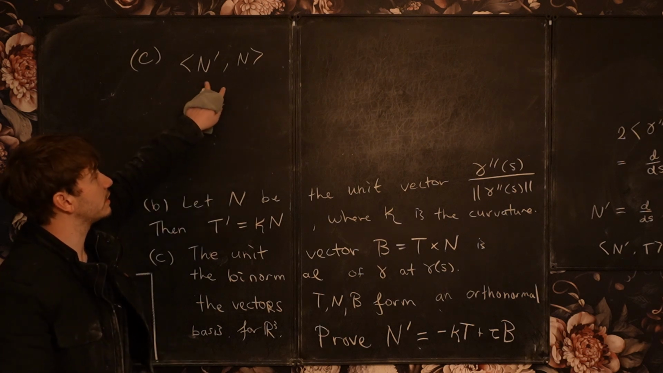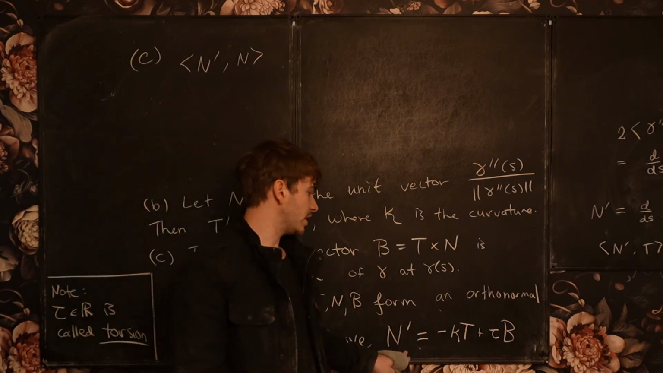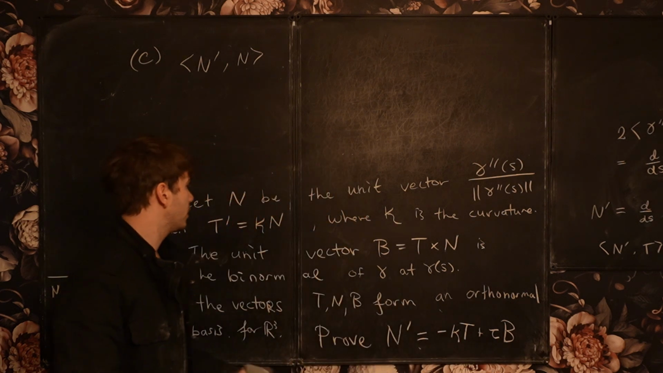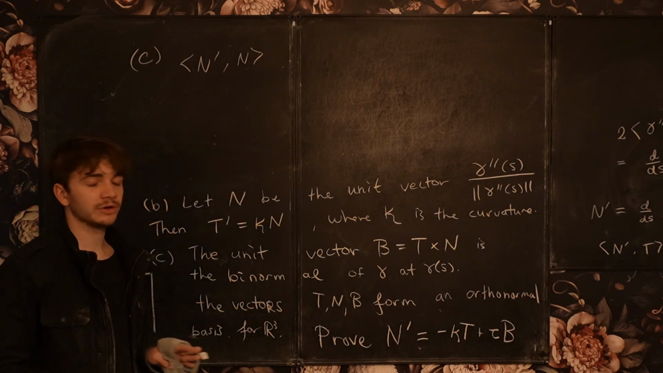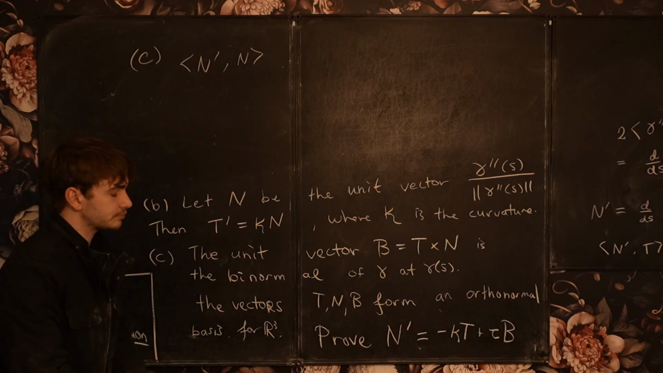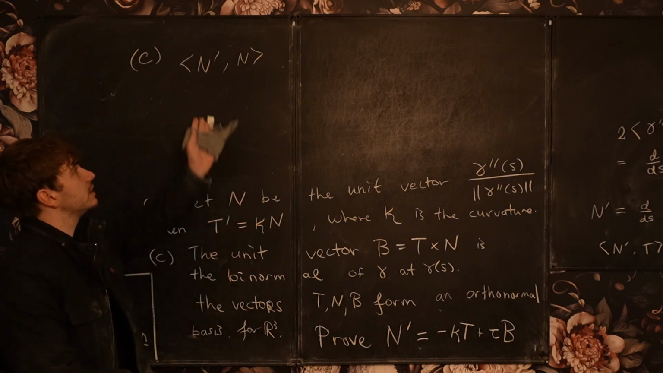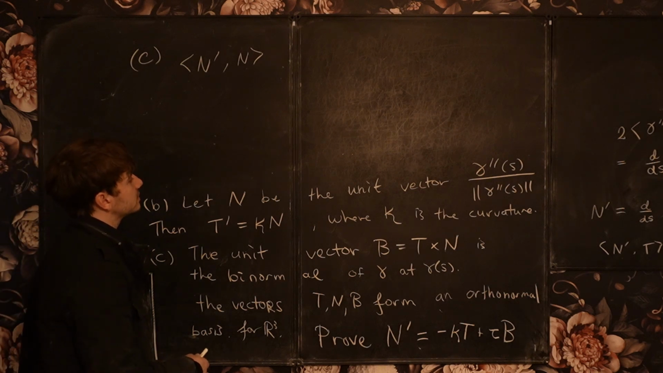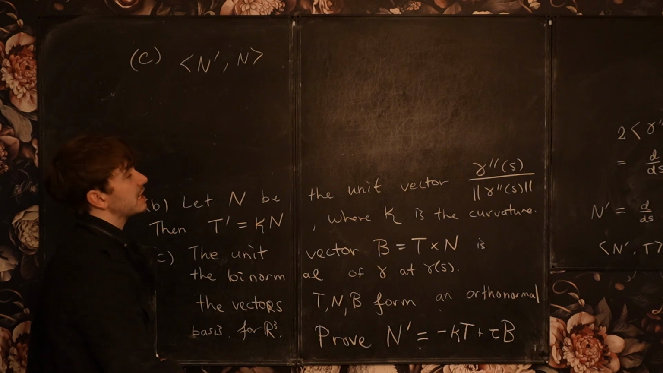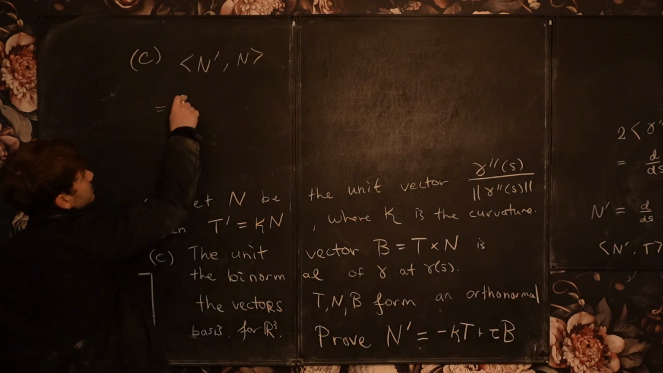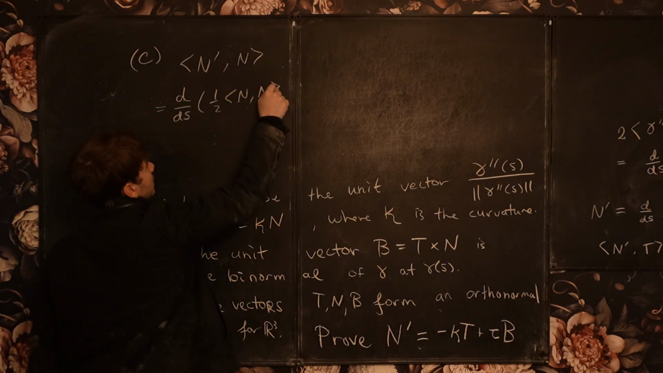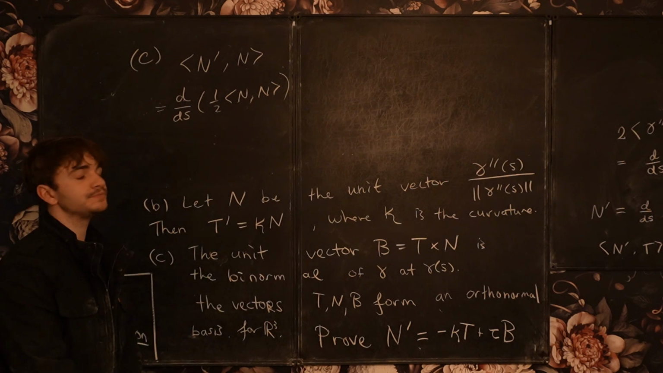If we show that this is 0, then we can conclude that n prime must be within the span of t and b, because t and b form an orthonormal frame, right? So let's look at this product here. Again, this is going to follow from the fact that n is a unit vector. It's the same logic as the previous problem. I can write this as d over ds of 1/2 inner product n with itself. This is again by the same product rule, okay?